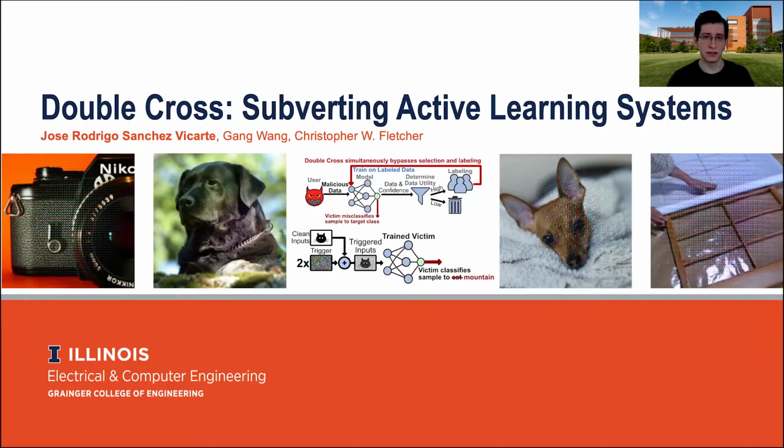My name is Jose Rodrigo Sanchez Vicarte, and I will be presenting Double Cross, Subverting Active Learning Systems. This work is done in collaboration with Wang and Christopher Fletcher, my advisor, from the University of Illinois at Urbana-Champaign.